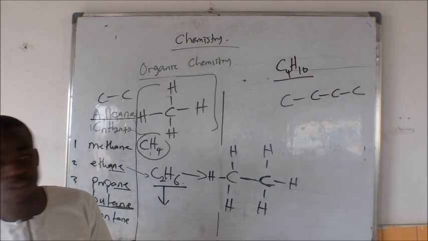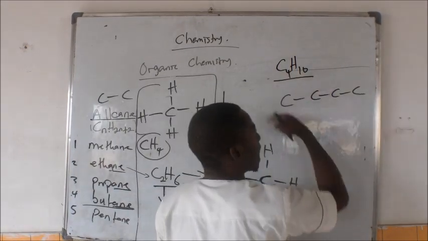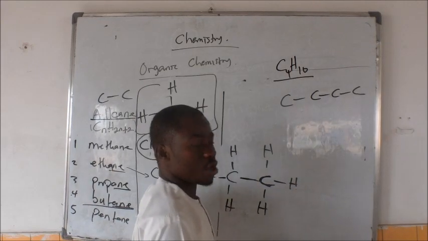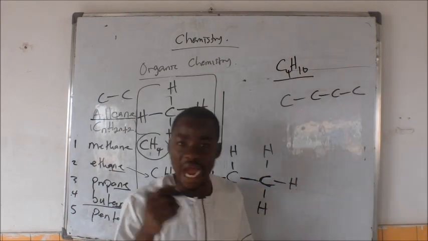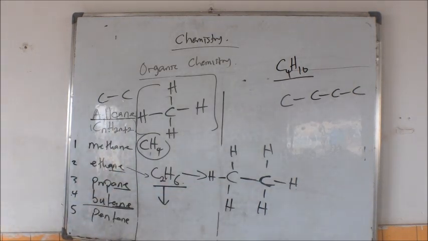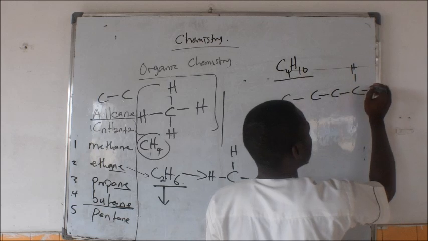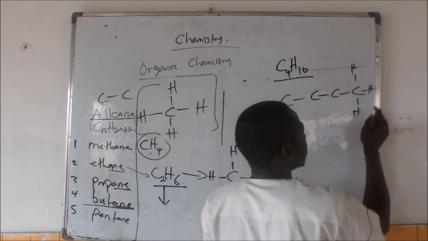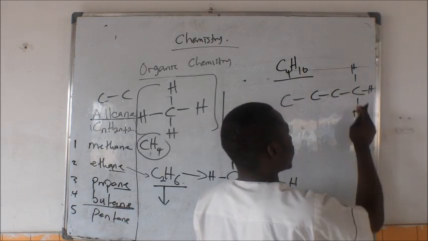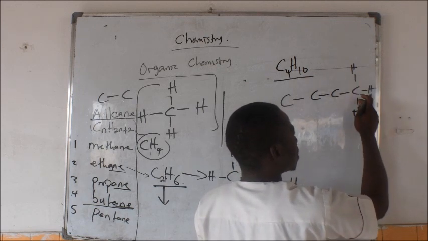Now, how many hydrogen do you need? 10 hydrogen to surround all the carbons. And when you are distributing this hydrogen, you have to make sure that each of the carbon is surrounded by 4 bonds, not more than 4. Here you have hydrogen, here hydrogen, here hydrogen, in such a way that you have 4 bonds surrounding the carbon: 1, 2, 3, 4.